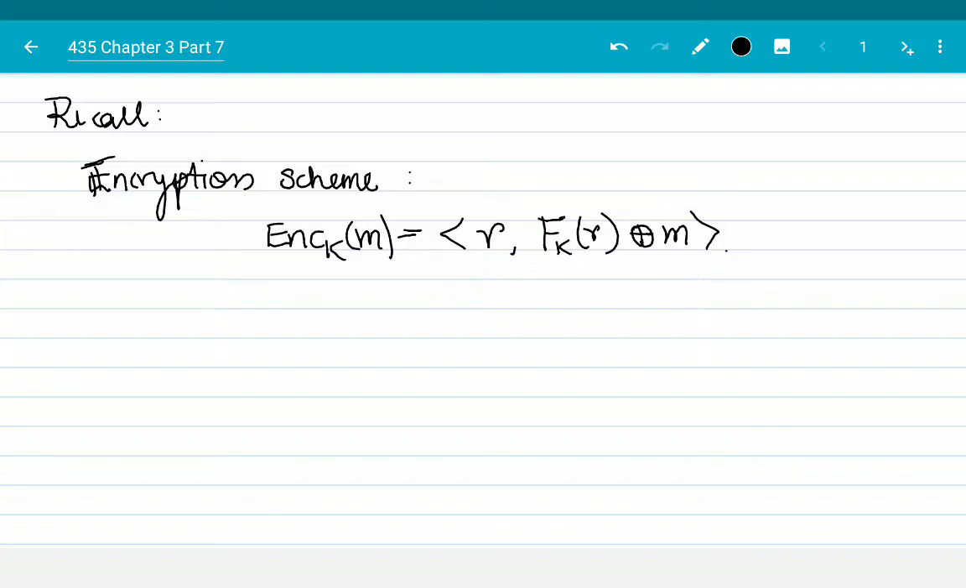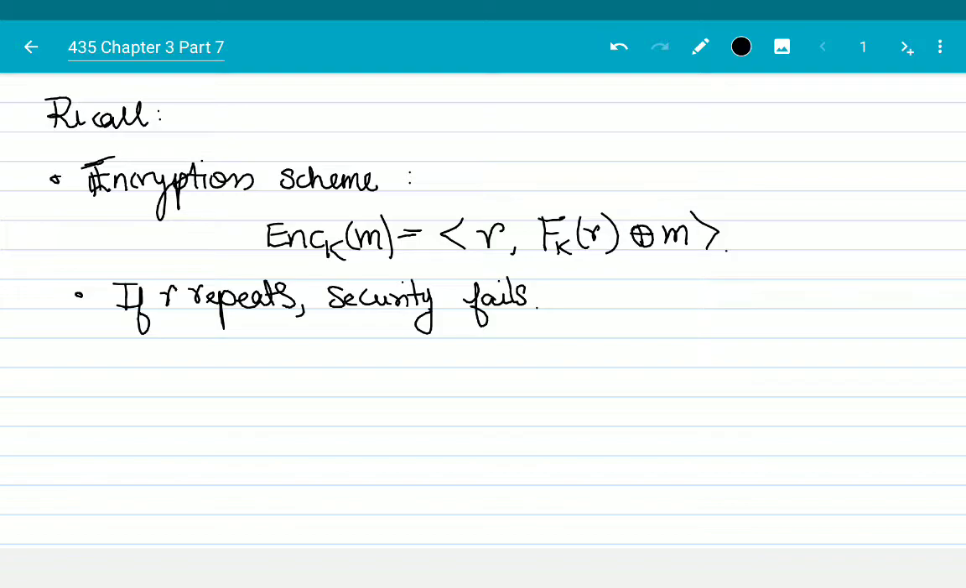And we saw that if r repeats, the security fails. If r repeats, security fails. And we said that it can happen with negligible probability, and so we are actually fine, right?